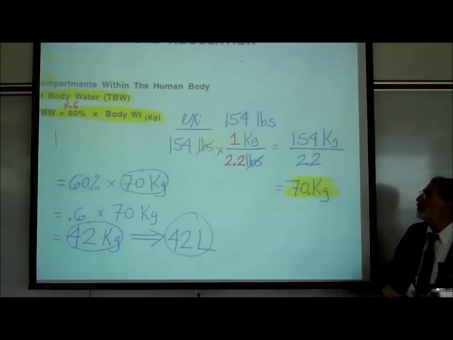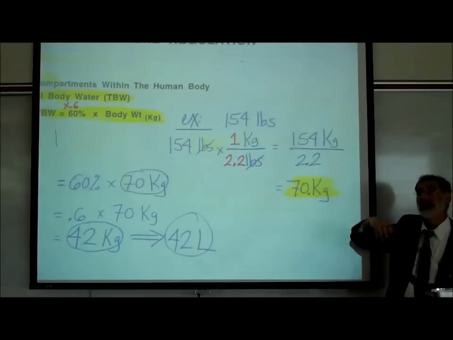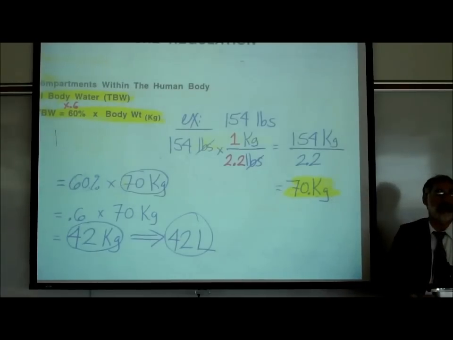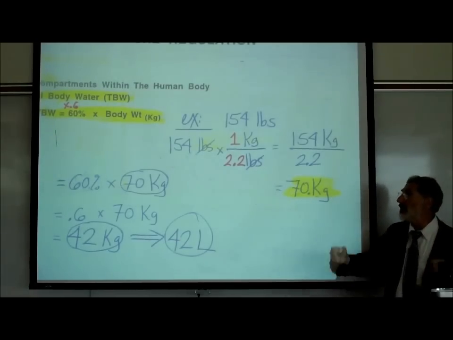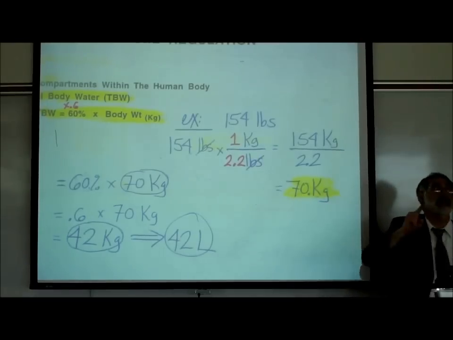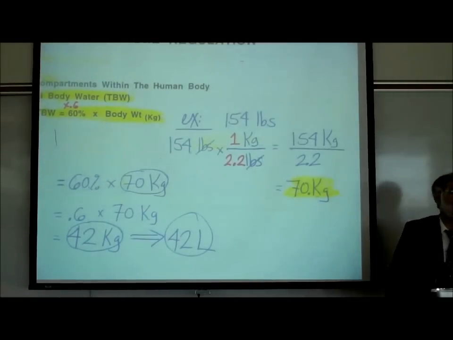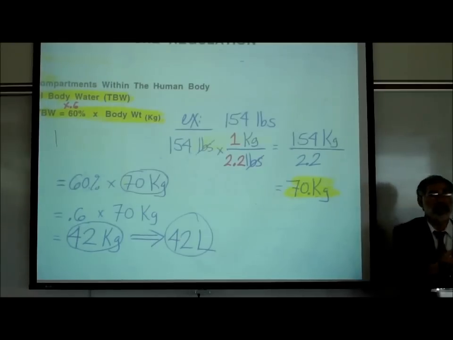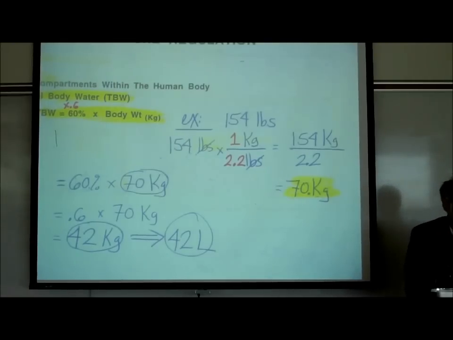2.2 into 154 comes out 70. We knew the answer we estimated was going to be about 75. But it sure isn't 7 or 700. And that's what I will sometimes see. Students give me an answer of 7 or 700.